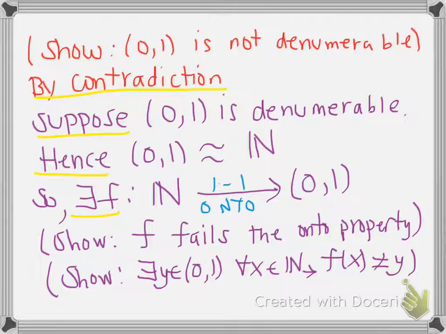So we're going to show f fails the onto property, and what I did, and you can check to make sure this is correct, you can write what it means to be onto with our two sets and then take the negation of it. So this is actually the negation right here of the onto. So the negation would be there exists a y in (0, 1) for every x in the naturals such that f of x does not equal y.